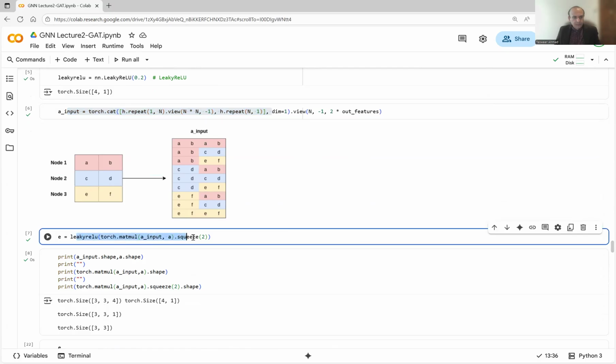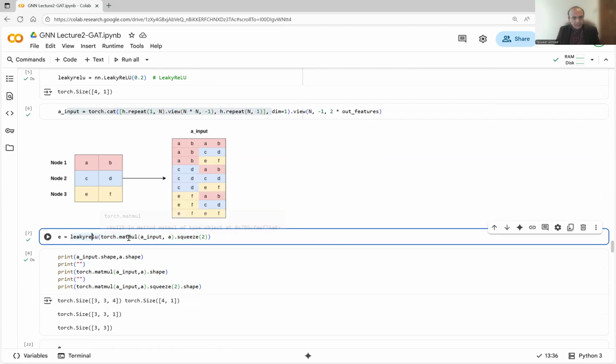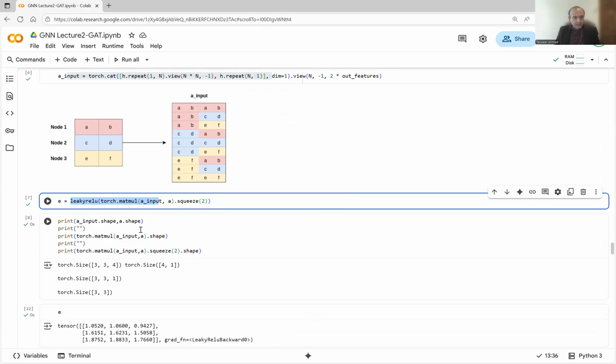So leaky ReLU. We apply the E as a mathematical multiplication of input and attention coefficient, and then we apply leaky ReLU on it, and then we get E. So this E, we get a shape of input and then we squeeze the shape.